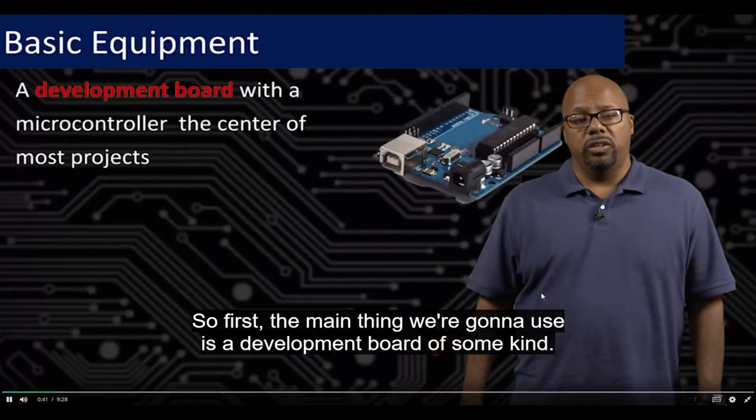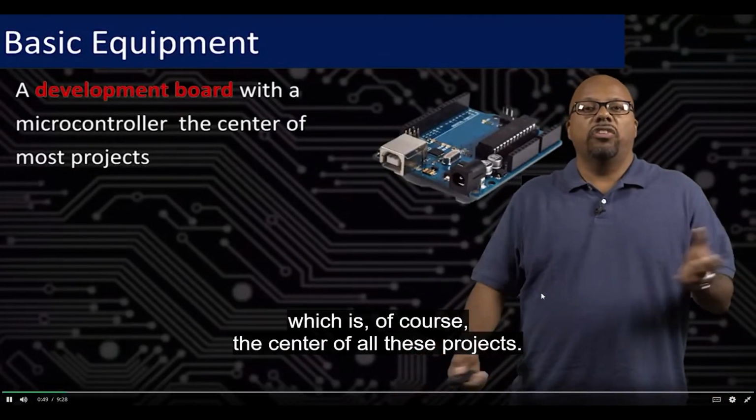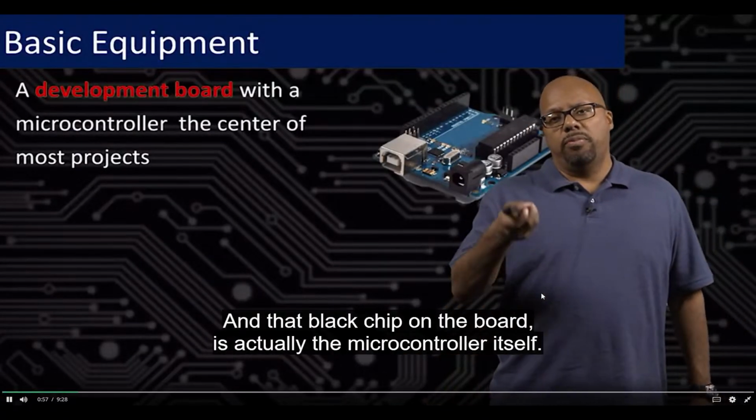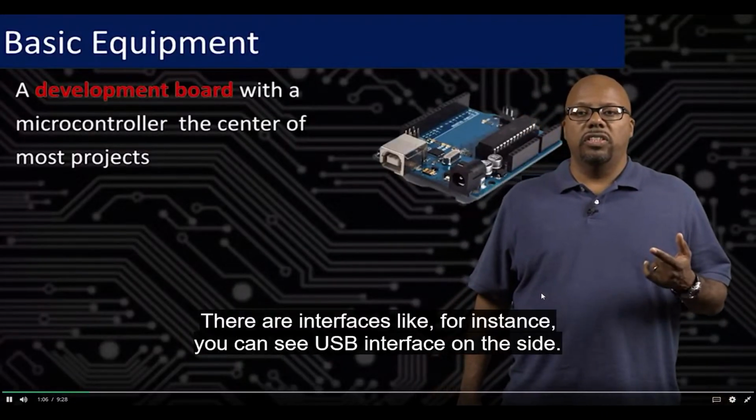First, the main thing we're going to use is a development board of some kind. It's a board that has a microcontroller on it, which is of course the center of all these projects. The center of these systems is going to be some microcontroller with some code running on it. The picture here is an Arduino board, and the black chip on the board is the microcontroller itself. Now there's other hardware on the board. There are interfaces, like for instance, you can see a USB interface on the side.